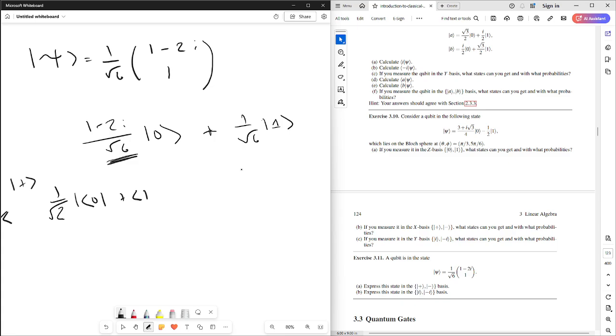It is the inner product of plus and psi. That gives us the amplitude for being the probability, shall we say. So 1 over square root of 2 bra 0 plus bra 1, multiplied by 1 minus 2i over square root of 6, 1 over square root of 6.